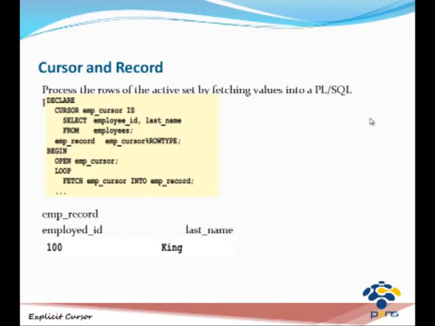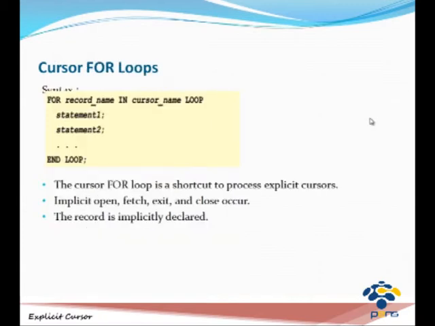Cursor and record. Process the rows of the active set by fetching values into a PL/SQL record. Cursor FOR loops. The cursor FOR loop is a shortcut to process explicit cursors. Implicit open, fetch, exit, and close occur. The record is implicitly declared.